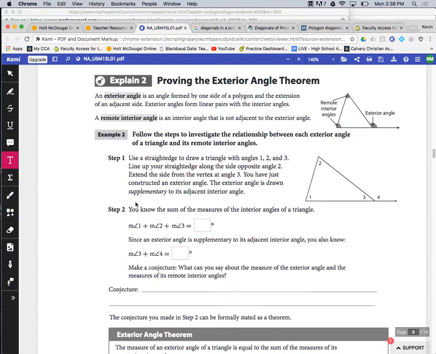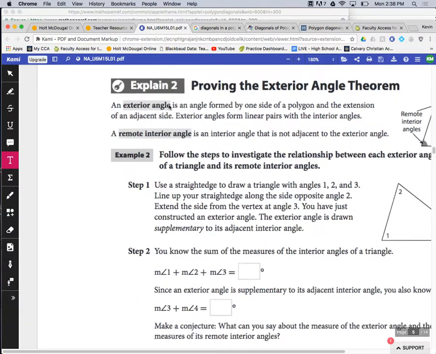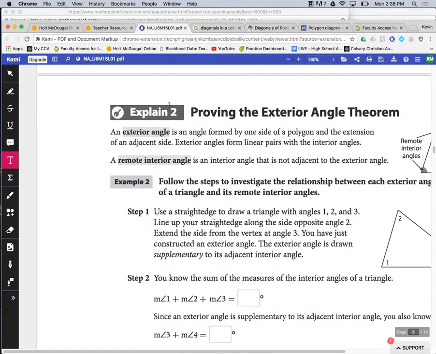Next, proving the exterior angle theorem. So everybody go ahead and take a look at the top of page 729.